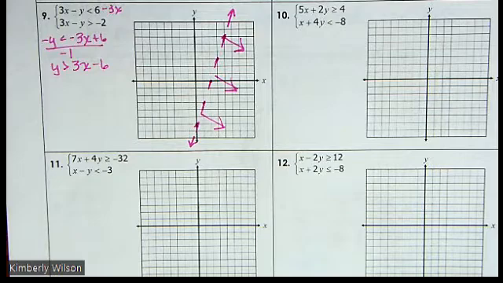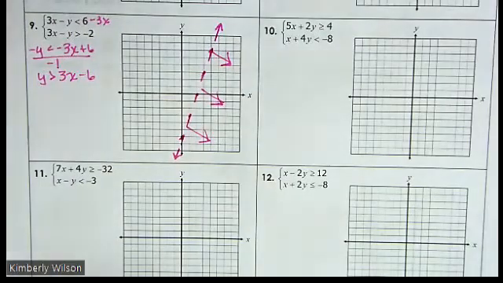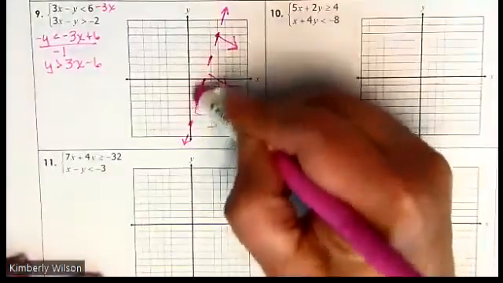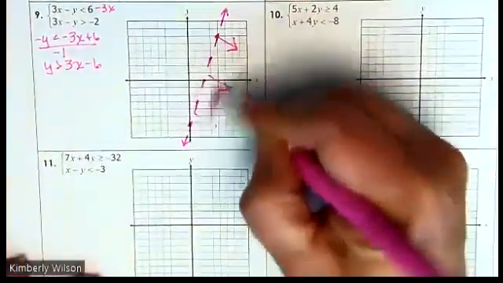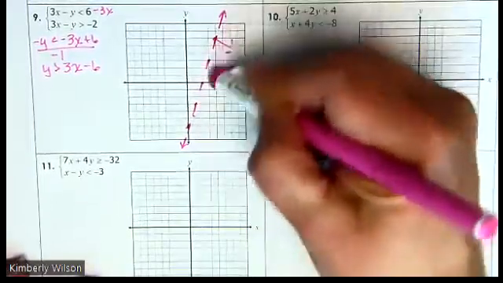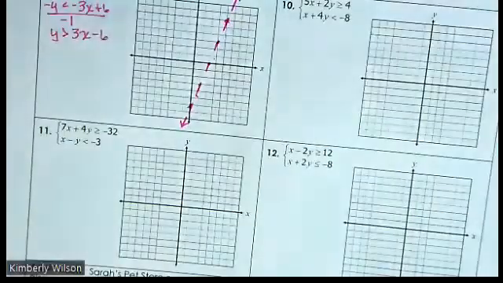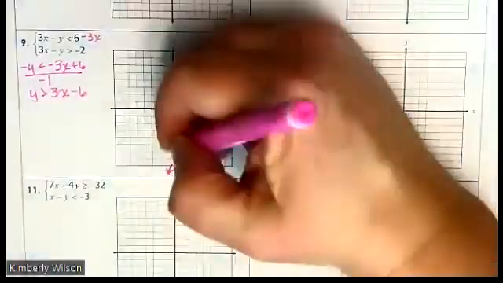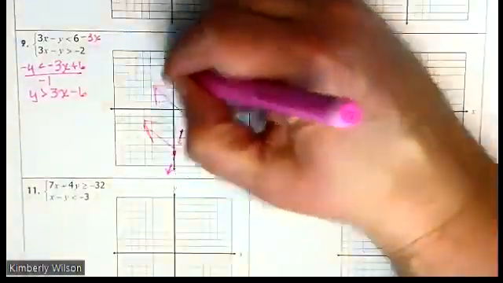The next line. Oh, wait a minute. That's greater than, not less than. I just shaded in the wrong direction. Because that's greater than, that means it's above. We're shading in this direction.